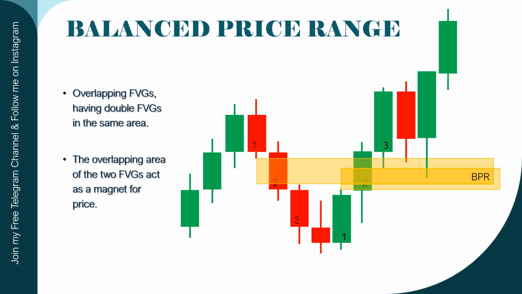These are just overlapping fair value gaps. The overlapping area of the two fair value gaps acts as a magnet for price. Price tends to come back to this area because there's way too much price action that needs to be done here. This is also called internal liquidity, by the way, but you don't need to know that right now. We'll make a video on that. So let's just go to the real chart now.